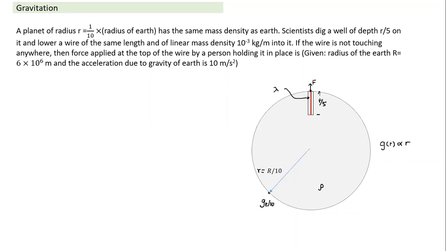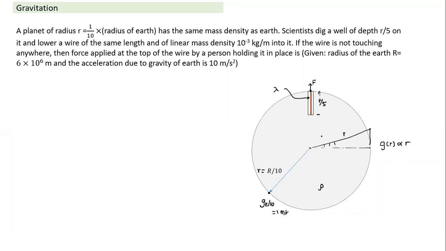So what would have been g there? That would have been g_E by 10. So the gravitational field on the surface of this planet is g by 10, which is equal to 1 meter per second square. And from here also, it will vary linearly. If I look at how the g value varies, on the surface it is 1, and thereafter it will vary as a linear function, similar to what we have seen earlier.